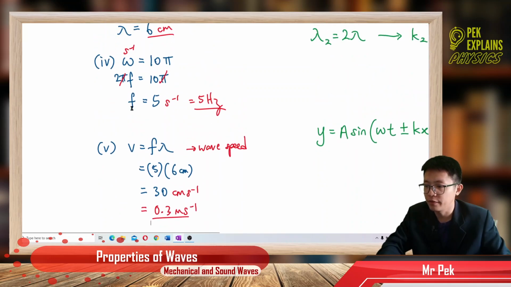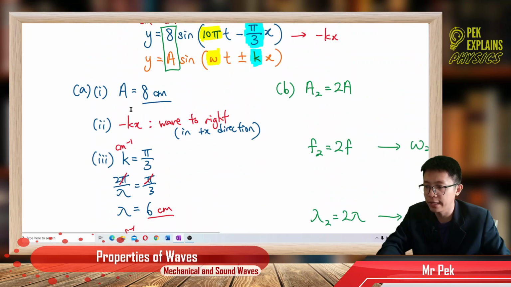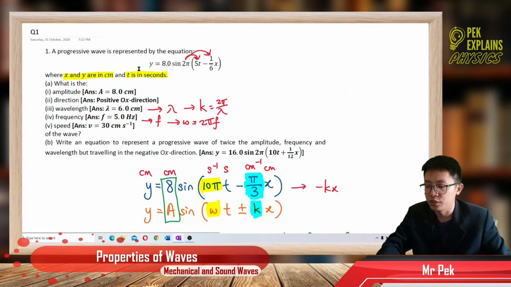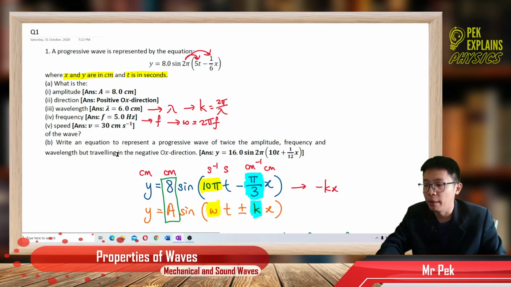So you can find so many things. You can find the speed of the wave, the frequency, wavelength, amplitude. From just one equation, I can get so many values. Now, write an equation to represent a progressive wave of twice the amplitude, frequency, and wavelength, but traveling in the negative OX direction.